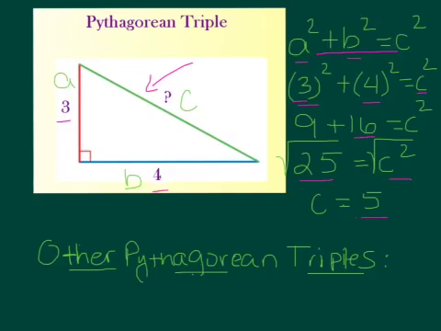This particular set of numbers, 3, 4, and 5, is called a Pythagorean triple. It is a set of whole numbers that satisfy the lengths of a right triangle. Now, there are other Pythagorean triples out there. There are 6, 8, and 10. There are 7, 24, 25, just to name a few. 3, 4, and 5 are the smallest set, the smallest Pythagorean triple.